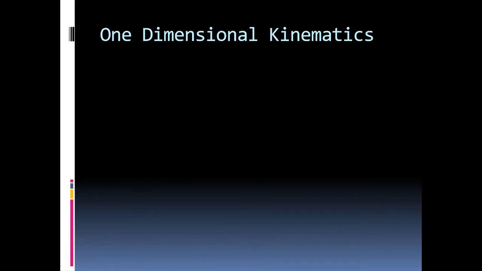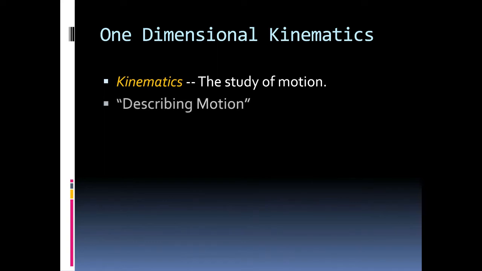We are going to talk about one-dimensional kinematics, and kinematics is the study of motion. It is actually describing motion. There are two parts to the study of motion. There's kinematics, describing motion, and there's dynamics, which is looking at the causes of the changes in motion. When you combine these two, you get mechanics, what is known as classical mechanics. We'll get to that later.